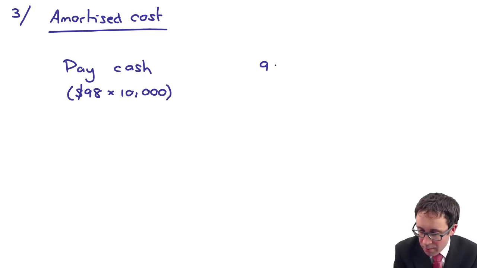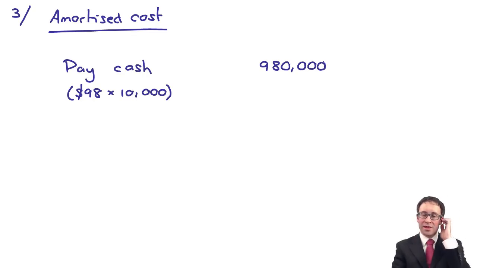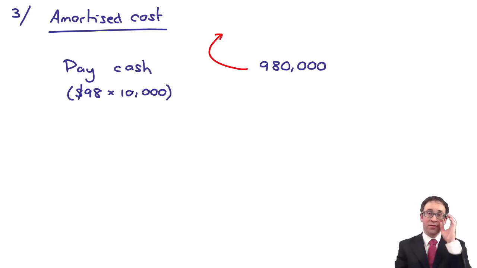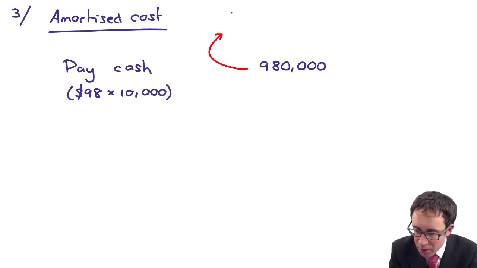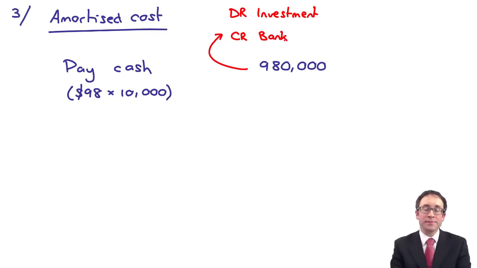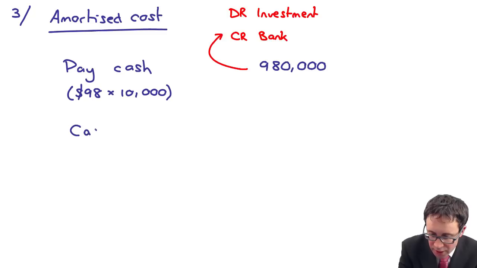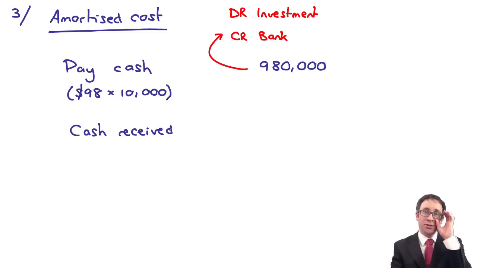So the amount of cash that we pay is $980,000. If you're thinking about your journal entries and the amount of cash that you have paid, then you're going to be debiting the investment and crediting your bank. Okay. There we go. But what do we receive? Okay. What do we receive over the life of this debt instrument?